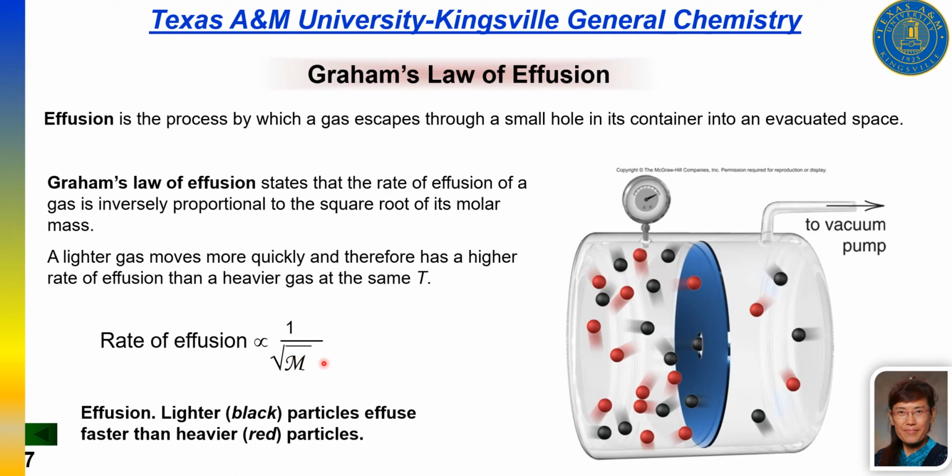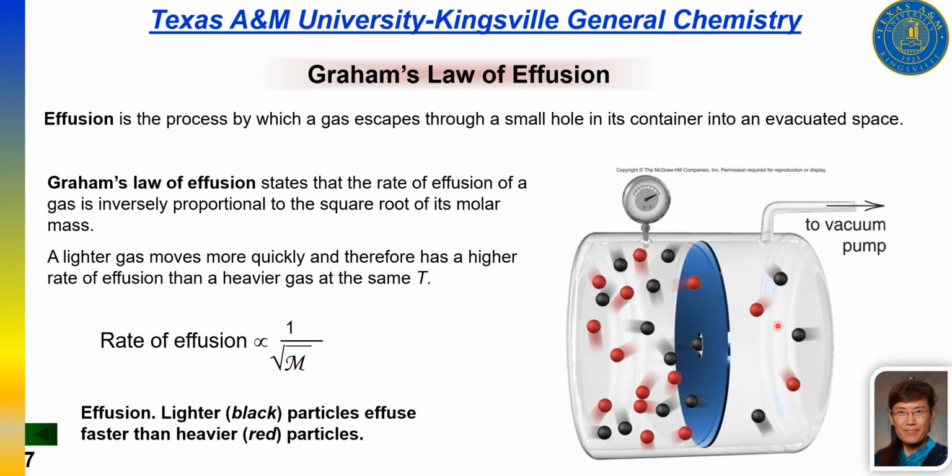So this is the effusion rate calculation. The effusion rate, which you can represent with alpha, is proportional to one over the square root of the molar mass. You can write down effusion rate equals 1 divided by the square root of your molar mass. So we are going to show you how to do the calculation.